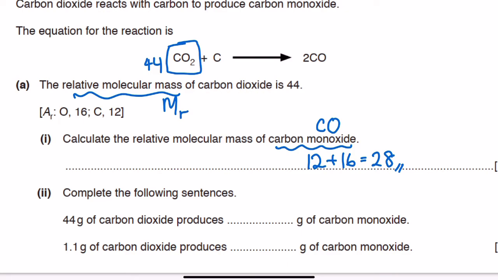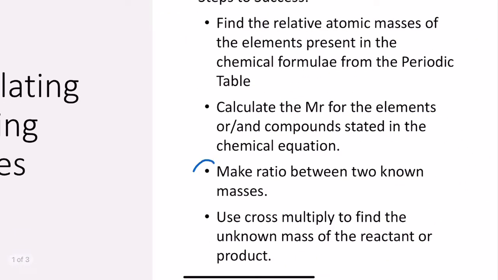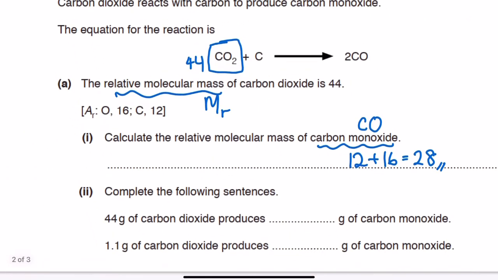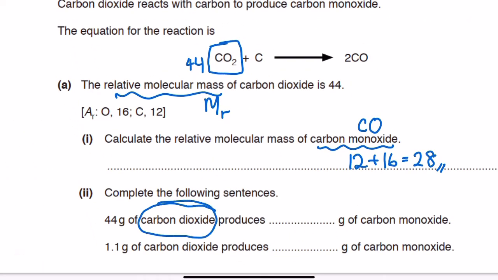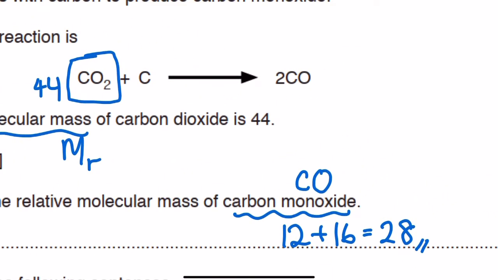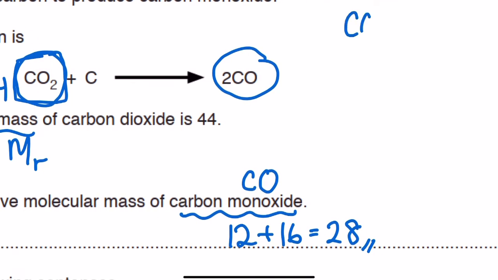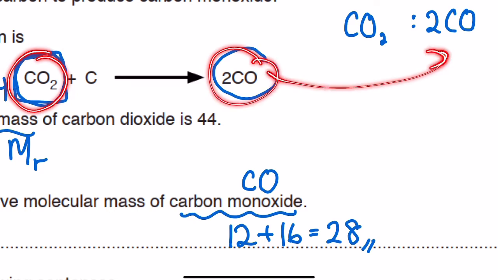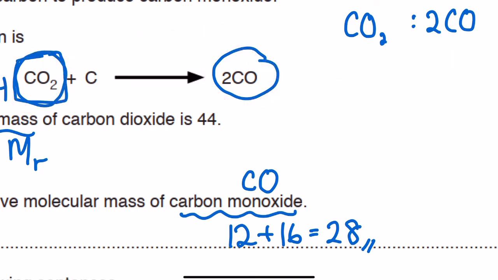So firstly, we go back to our steps to success. The third step, you need to be able to make a ratio between two known masses. So the two known masses you need to make a ratio between are carbon dioxide and carbon monoxide. So I'll just circle these two and these two, then I will carry it here. CO2 to the ratio of 2CO. Whatever you see in the equation here, you must carry. Next row, you must write the Mr, relative molecular or formula mass.